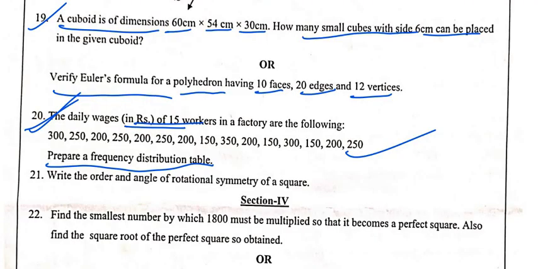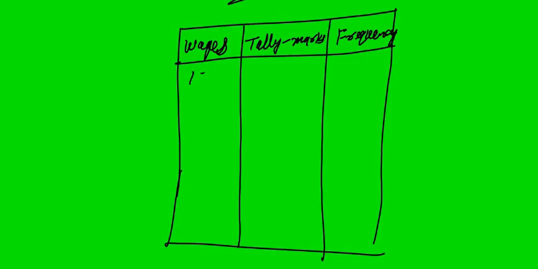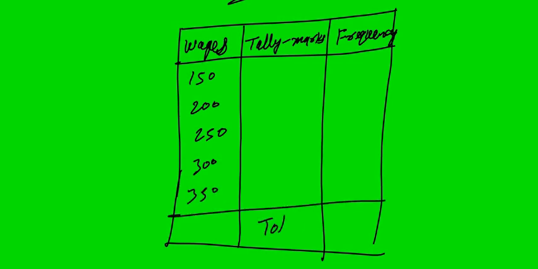150 is given, 200 is given, 250 is given, 300 is given, and 350 is given. So here we will write 150, 200, 250, 300 and 350, and at last you have to write total. So now we have to check it.